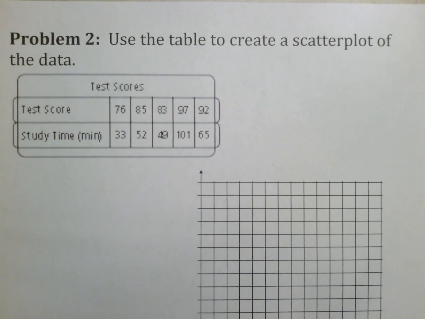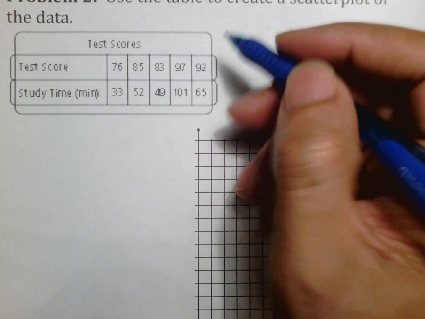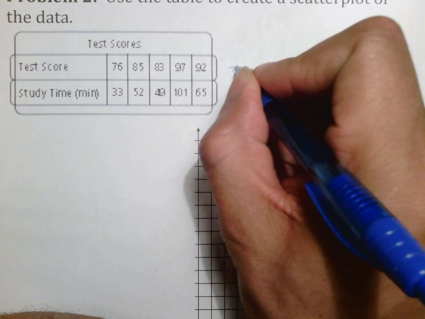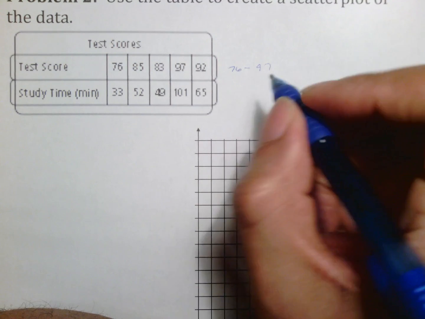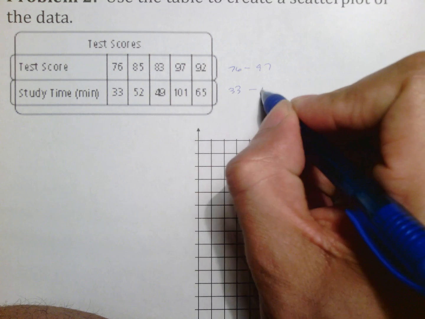Another one, again, is another scatter plot. You have test scores here. Again, looking at the range, the lowest test score seems to be 76, the highest seems to be 97. The lowest study time, which is what they have here, is 33. The highest is 101.